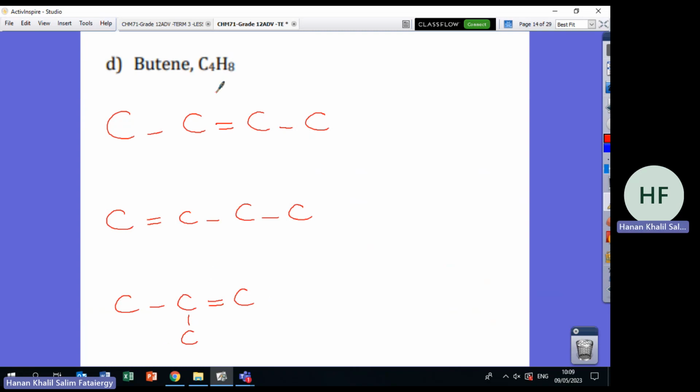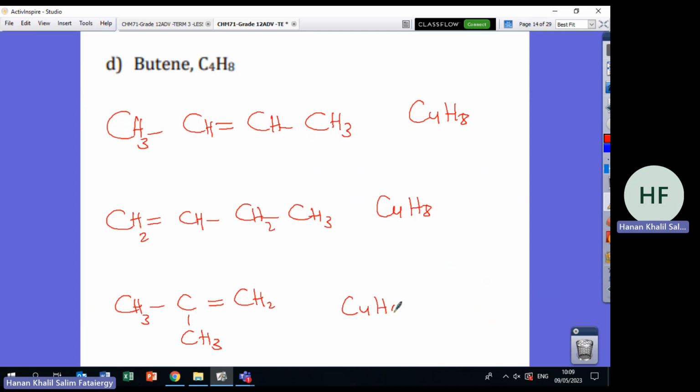Now let's see if all of them follow C4H8. This is CH3, 1H, 1H, 3. This is 2, this is 1, this is 2, this is 3. Count the H's. Does it count up to 8? Yes, this is C4H8. This one, 2 plus 1 plus 2 plus 3, is also C4H8. This one CH3, this one no need, this is 3 and this is 2. So this adds up to C4H8.